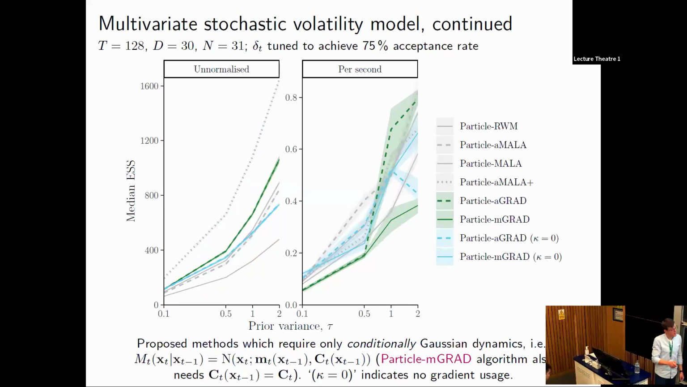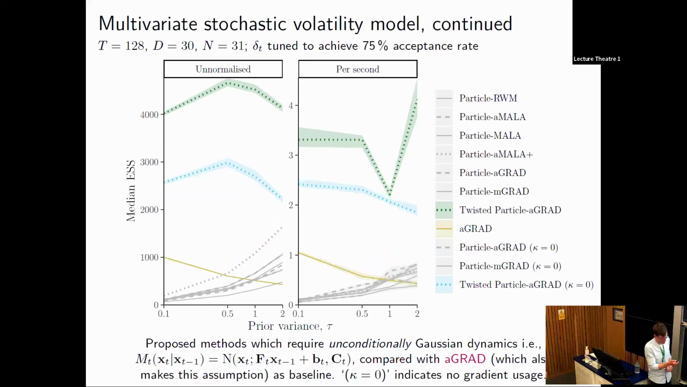Now we look at algorithms which assume Gaussian mutation kernels, but not necessarily linear Gaussian mutation kernels. That's the particle mGRAD and aGRAD. The order is not quite clear here. Also in blue, you see some algorithms that I haven't really mentioned. Kappa equal to 0 just means I've switched off the gradient in some sense, just to see if the gradient is really needed.